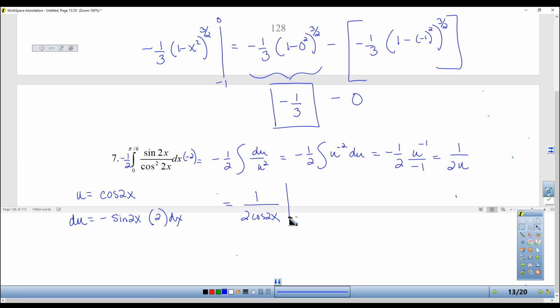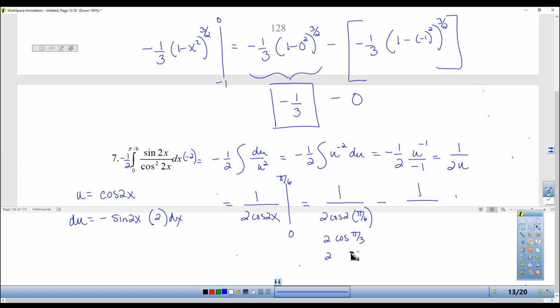Now that I've returned it to x's, I am going to put my 0 and my pi over 6, but I'm going to put it on this side because I've already finished the integral. Once you've finished the integral, you can go ahead and make your bar. And now I'm going to plug it in. So again, a lot of review here. How do we handle this? Well, when you have cosine of 2 times pi over 6, it's not cosine of pi over 6 and then times 2. It's literally cosine of 2 times pi over 6. So this is cosine of pi thirds.